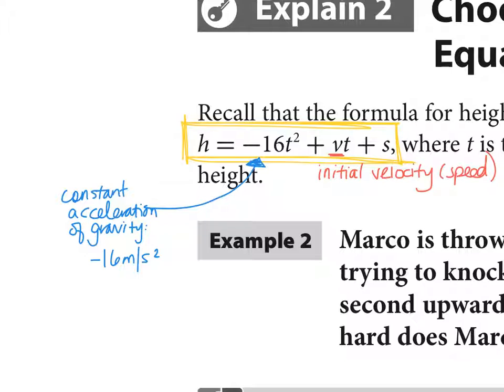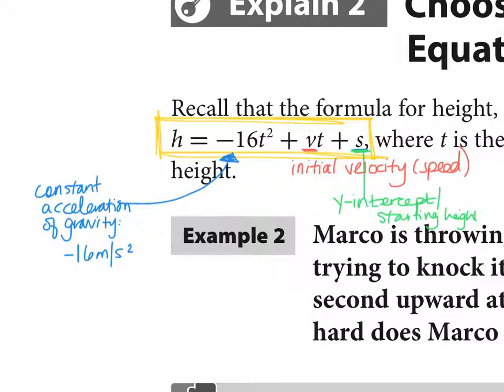And then the S here at the end, hopefully you remember that this value at the end is going to be your y-intercept. So it is your starting height. All right, so make sure you have that written down, and then we're going to try this word problem together.